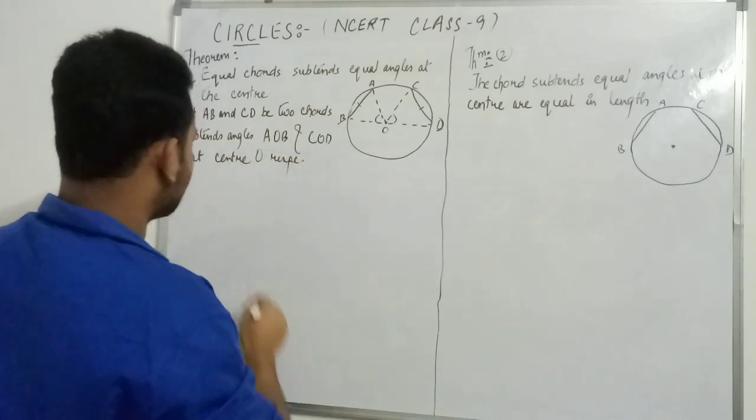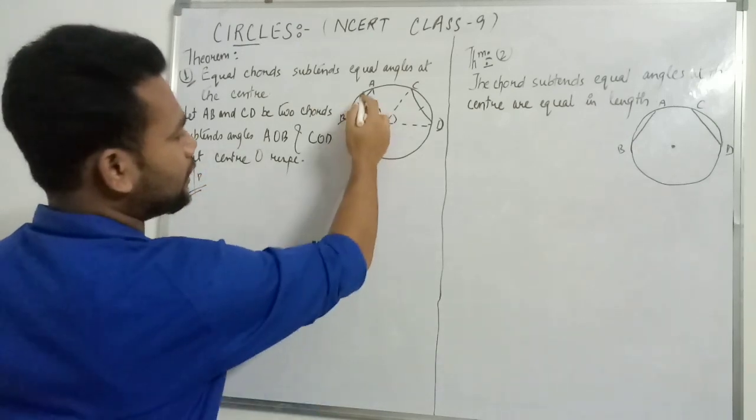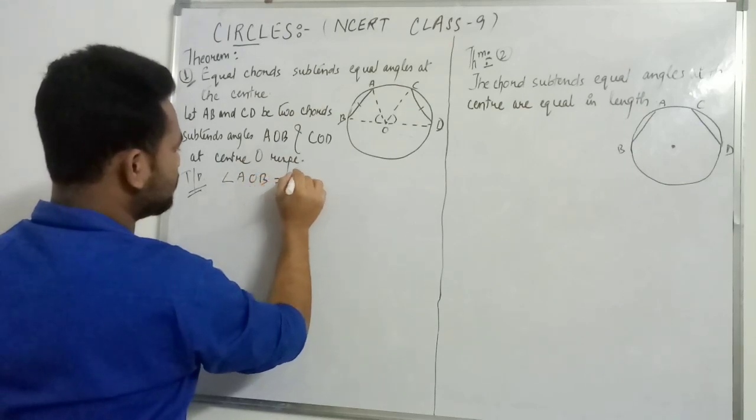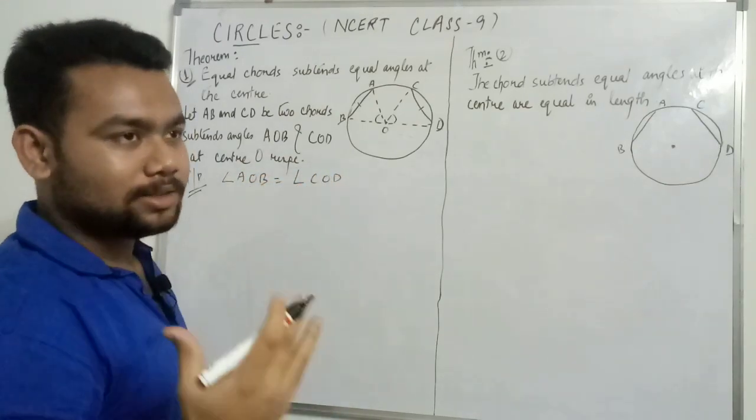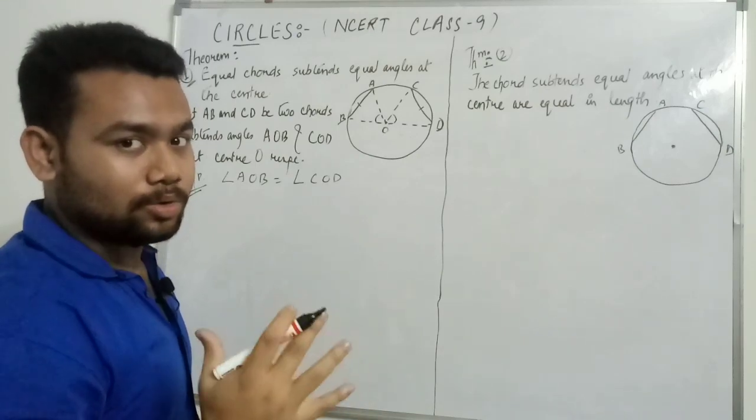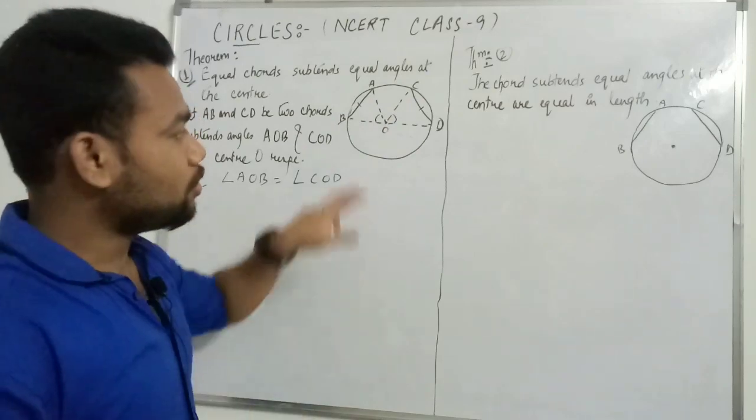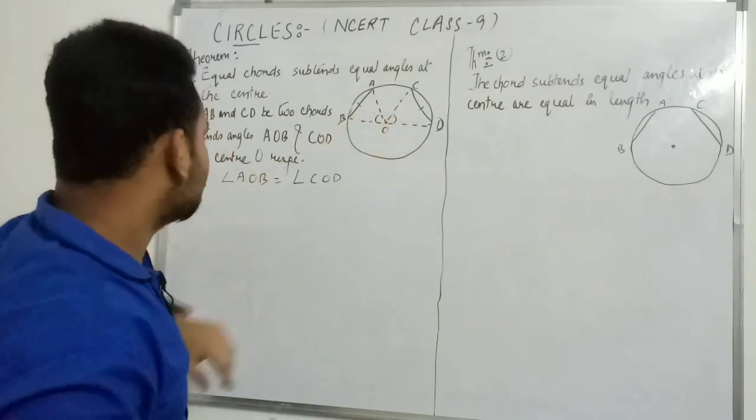Got it? So to prove, now what to prove? To prove angle AOB is equal to angle COD. So by the triangle chapter we know that we can prove, means we can show these two triangles congruent, right? So let's do it.